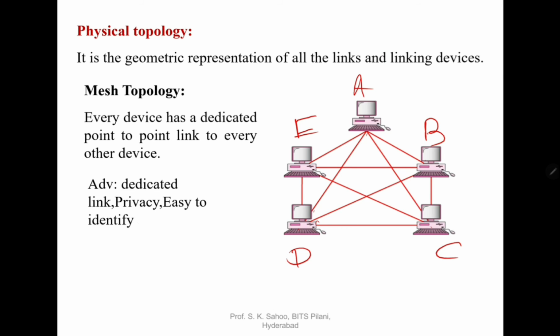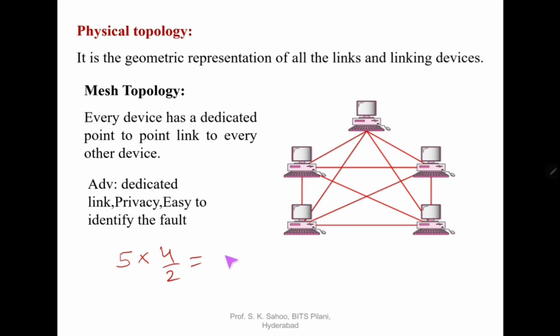What will be the advantage? The advantage is the dedicated link and privacy. So if A is transmitting to D, B, E and all other devices cannot see. It is also easy to identify any fault. But the disadvantage is that the number of links required will be very large. In this network, how many links are required? It will be 5 into 4 by 2, that is 10. The formula is n into n minus 1 by 2, where n is the number of devices.